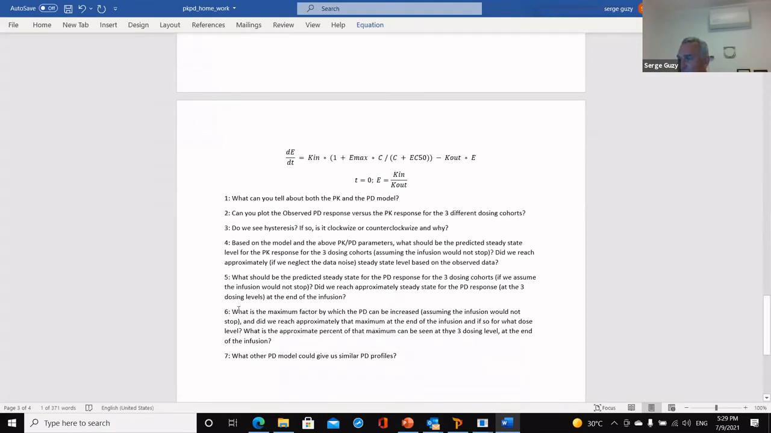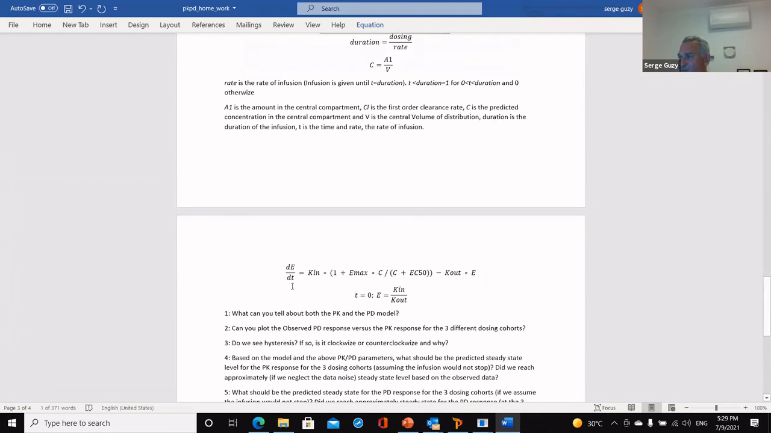Then the next question is, what is the maximum factor by which the PD can be increased, assuming the infusion wouldn't stop? And did we reach approximately that maximum at the end of infusion? And if so, for what dose level? What is the approximate percent of that maximum can be seen at the 3 dosing level at the end of infusion? Then what the heck is that? What I'm talking about here is that basically we have a model, it's the PD model, okay? And then if I would continue the infusion forever, I would reach steady state. And at some point, if I'm waiting forever, I will reach steady state for dE/dt because I do not stop the infusion. And this is equal to 0.